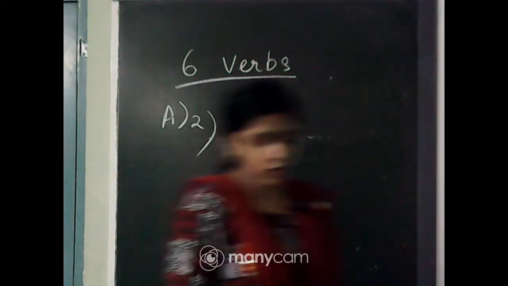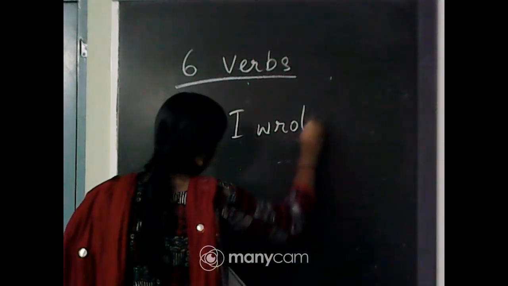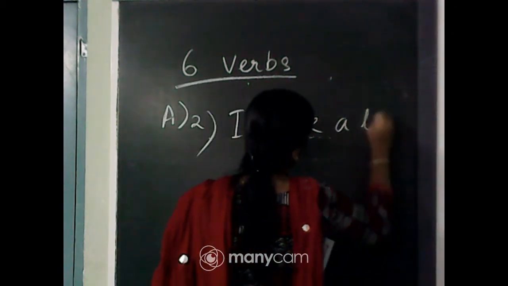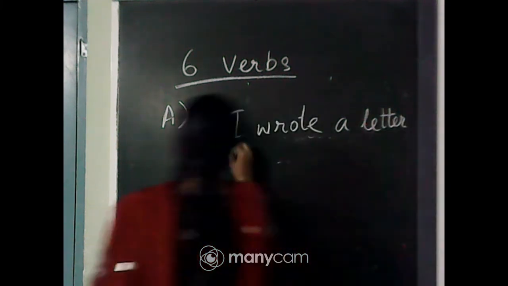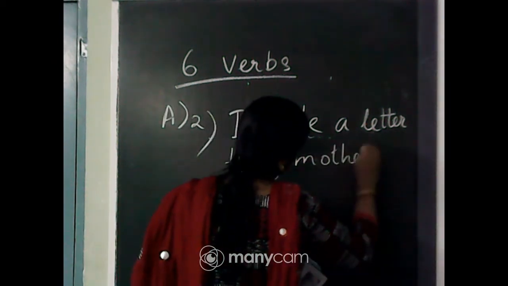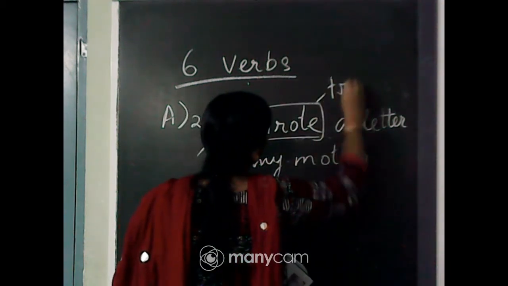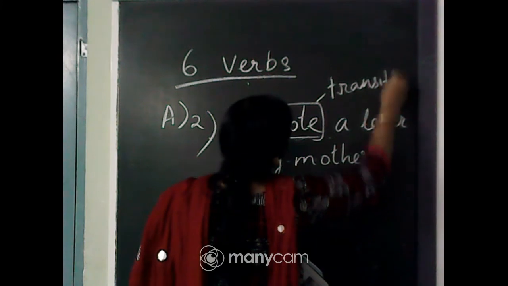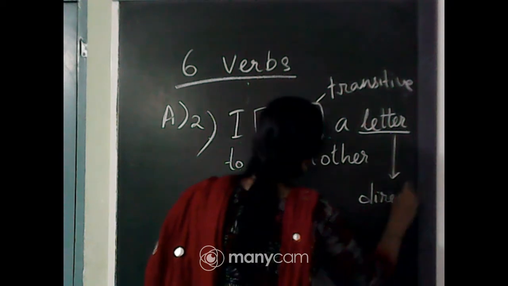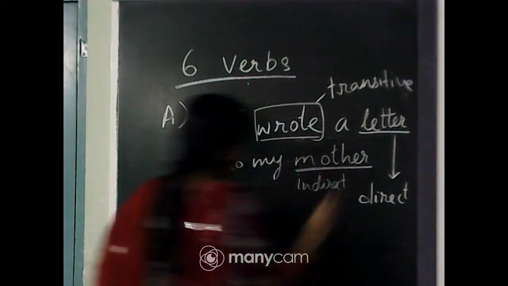Number 2 is, I wrote a letter to my mother. It's also very simple. Let me discuss a few in the class and the rest I will give you as homework. I wrote a letter to my mother. It is also very simple. Okay. So, wrote is the transitive verb. Letter is the direct object and mother is the indirect object, right? I think there is no confusion till this point.